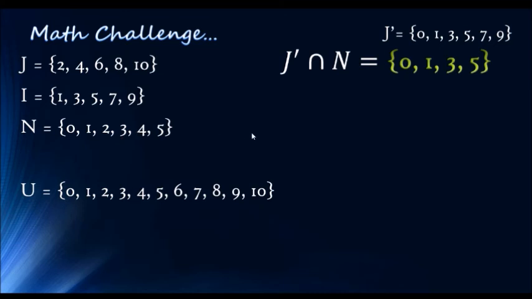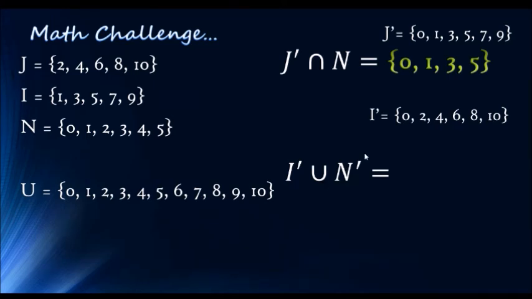Next example. How about this one? I complement union N complement. First step is that we are going to find first the I complement. Now let's look again at set I. So what are the elements here in the universal set that are not found in set I? So we have here 0, 2, 4, 6, 8, and 10.